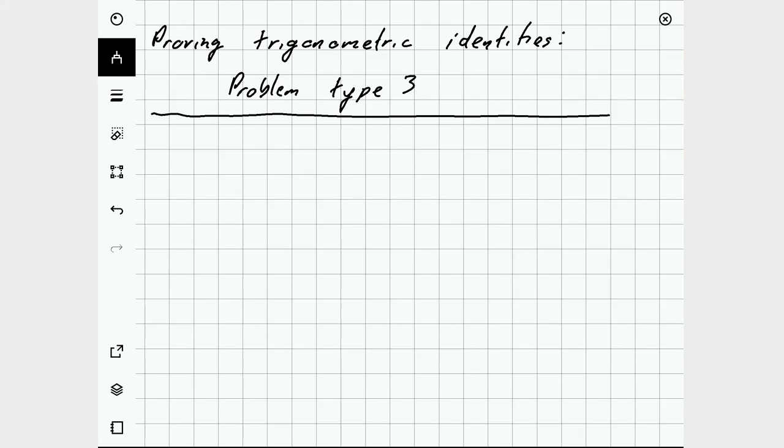Proving trigonometric identities, problem type 3. Once again, remember, our goal in proving trigonometric identities is to take an equation and use the properties that we know about the trigonometric functions, the reciprocal identities, the ratio identities, and the Pythagorean identities are going to be the big keys for right now, and try to use that to take the left-hand side of an equation given to us and manipulate it until it looks like the right-hand side.